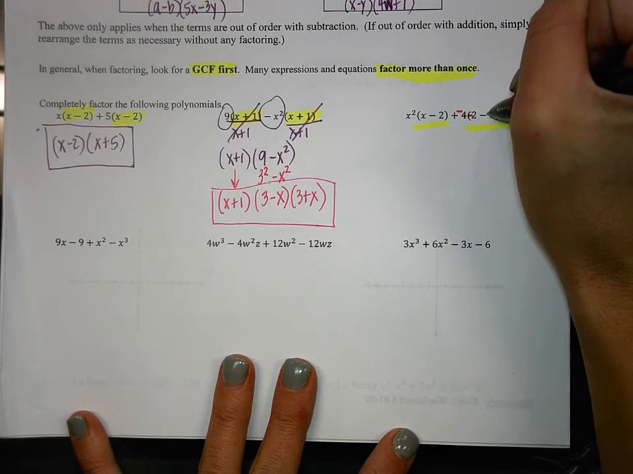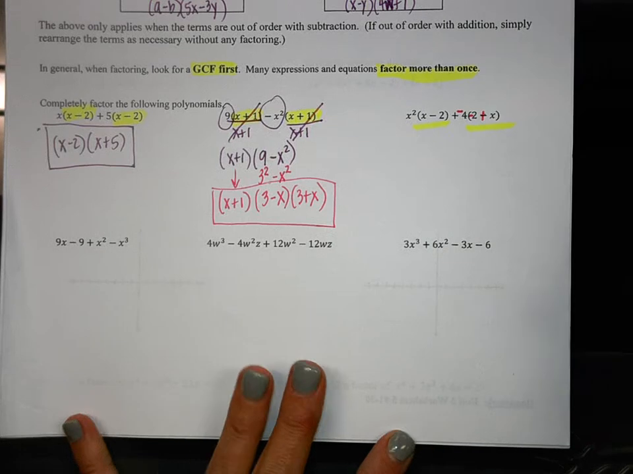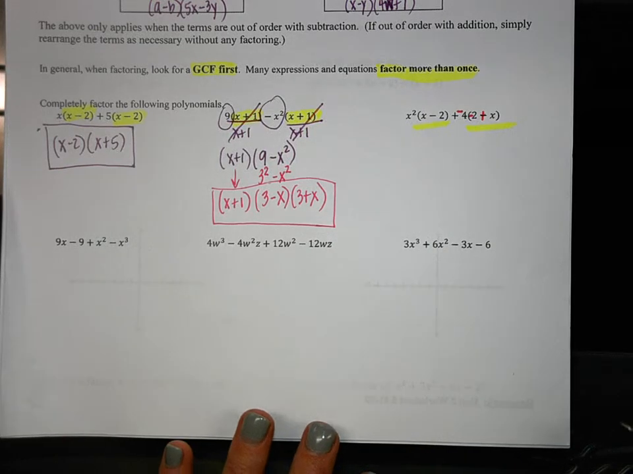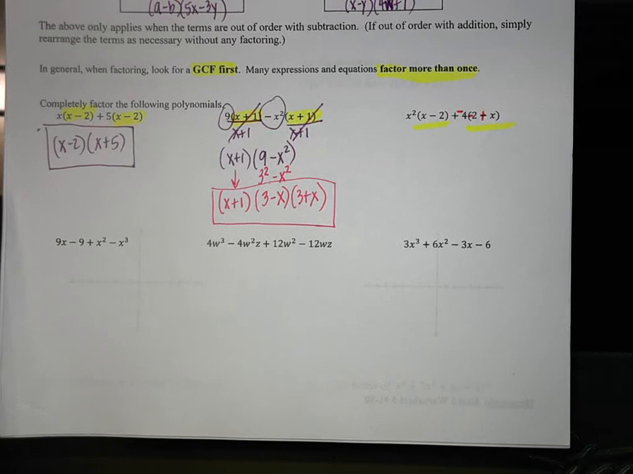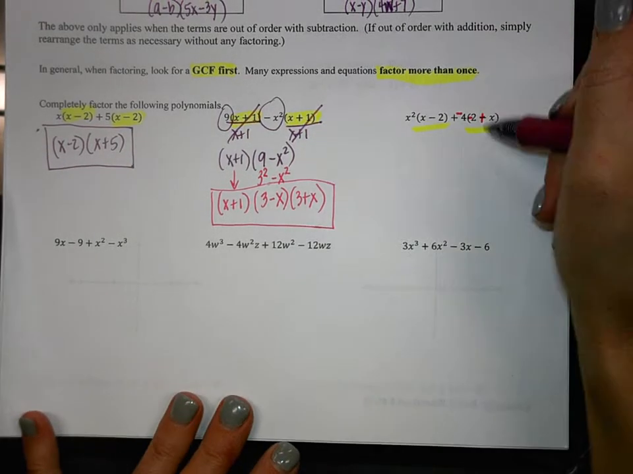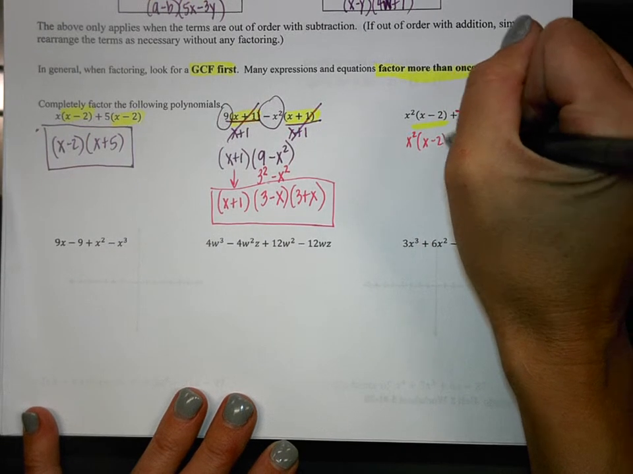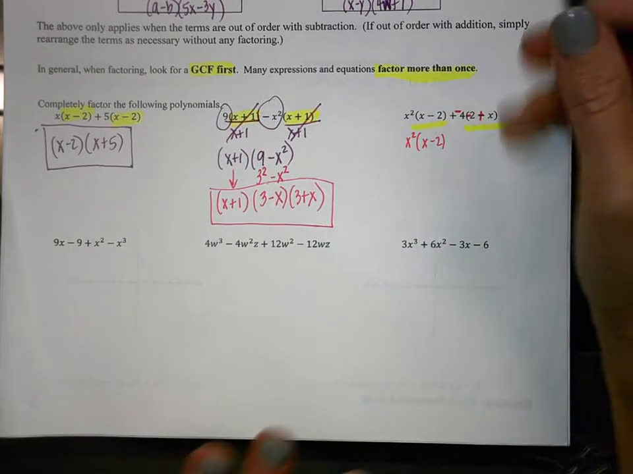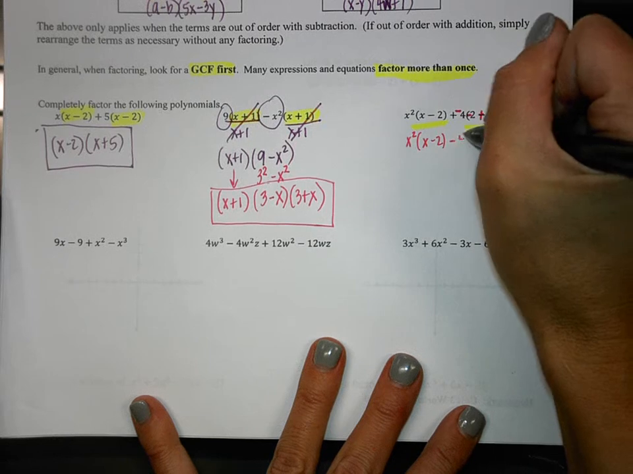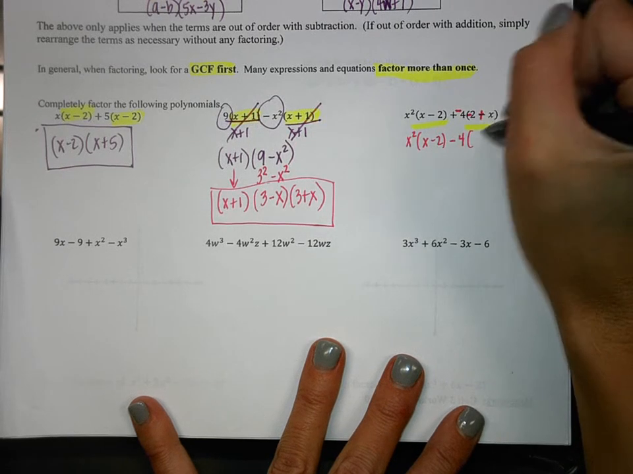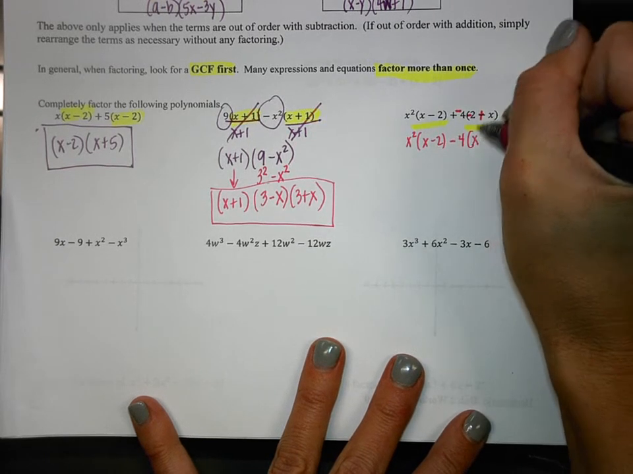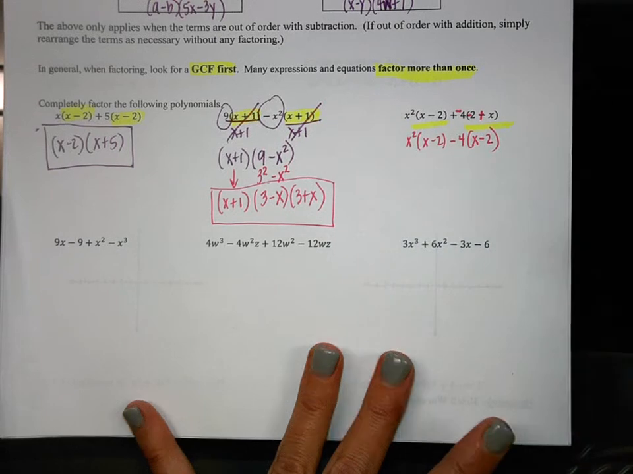Okay, so when you're taking out a negative, you're just changing every single sign. Every single sign becomes the opposite. So I'm going to rewrite this, now that I factor out a negative, to be x squared, and this is still x minus 2. Instead of plus 4, though, it's going to be minus 4. And then I'm going to flip this around now to put the positive x in front, and then minus 2 at the end.